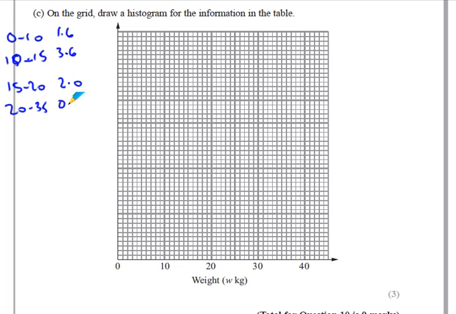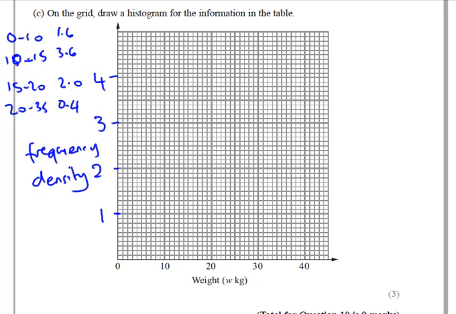So our biggest frequency density is 3.6. 1, 2, 3, 4. So we'll mark that one there. That's 1. That's 2. 1, 2, 3, 4, 5, 6, 7, 8, 9. There's 3. 1, 2, 3, 4, 5, 6, 7, 8, 9. There's 4. So this is going to be our frequency density on the vertical axis. Frequency density. So we now need to go and plot our bars.